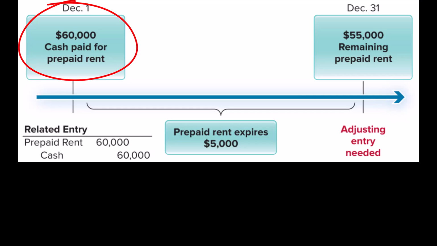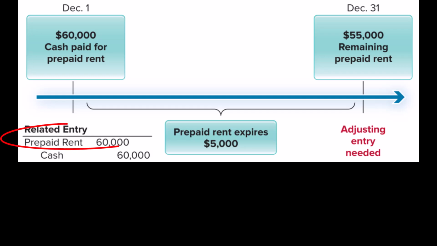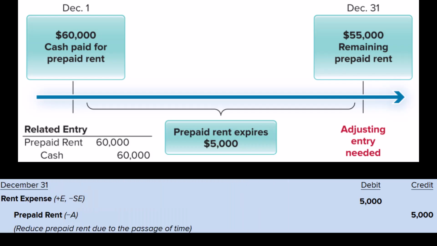On the 1st of December, Eagle Soccer Academy paid $60,000 for 1 year of rent in advance. This created an asset called prepaid rent. By the 31st of December, 1 month of that rent has expired. We've used up $5,000 of the benefit, so we need an adjusting entry to reflect this. To do this, we need to recognize an expense and decrease the asset. Expenses increase with a debit, so we debit rent expense for $5,000. Assets decrease with a credit, so we credit prepaid rent for $5,000.